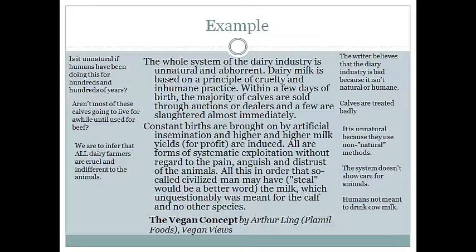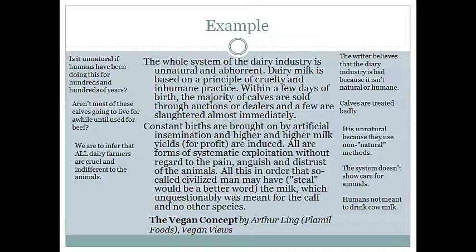And so what we're going to do on the right-hand side is we're going to go with the grain. So our job is simply just to clarify, to understand the argument. On the right-hand side here, I would have written something like, the writer believes the dairy industry is bad because it's not natural and it's not humane. Okay, that kind of summarizes their opening ideas. Further down here, I write, calves are treated badly because this person basically says within a few days of birth, they're sold in auctions, they're slaughtered immediately, and so that is what we take from that.